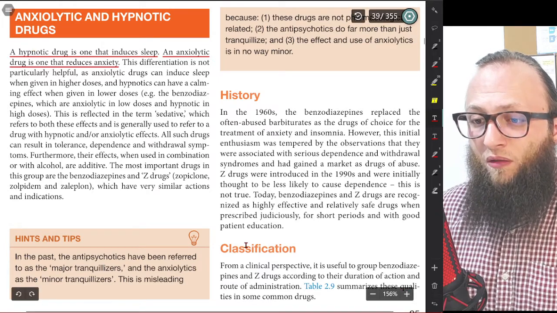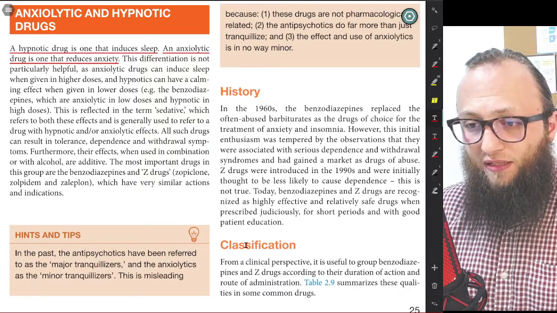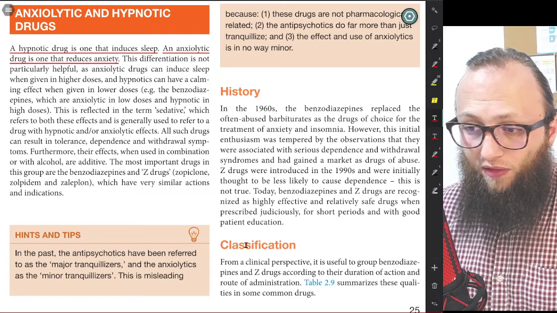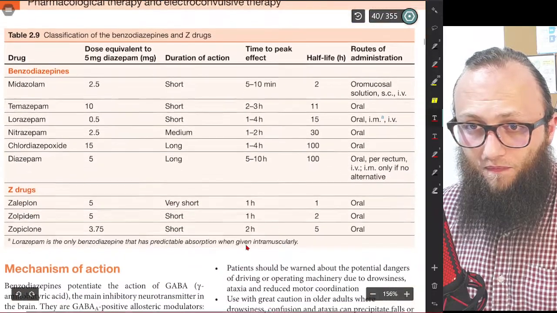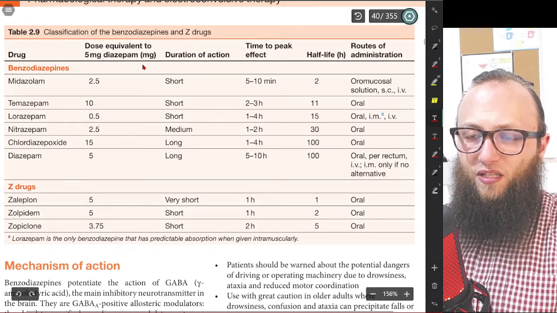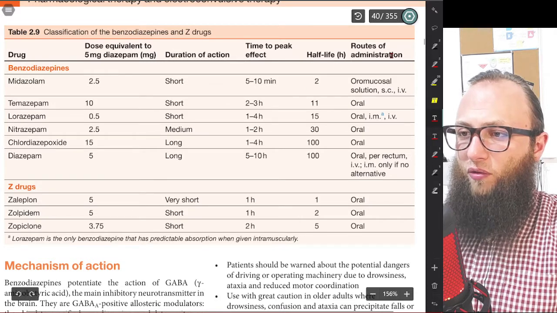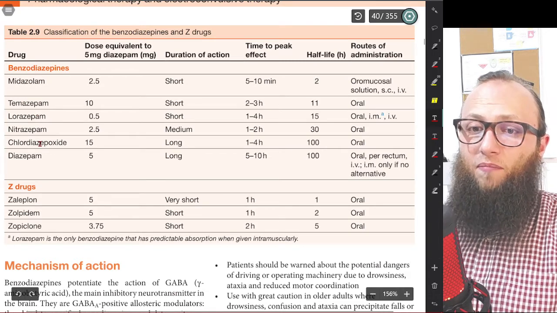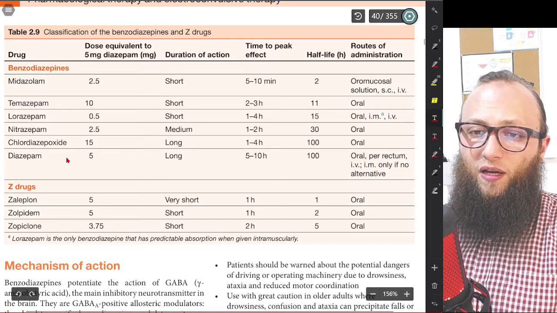Classification. From a clinical perspective, it's useful to group benzodiazepines and Z drugs according to their duration of action and route of administration. Here we have a table that summarizes these qualities in some common drugs. So here we have the drug name, the dose equivalent to 5 mg diazepam, the duration of action and time to peak effect, the half-life, and routes of administration. Here we have some benzodiazepines: midazolam, temazepam, lorazepam, nitrazepam, chlordiazepoxide, and diazepam.